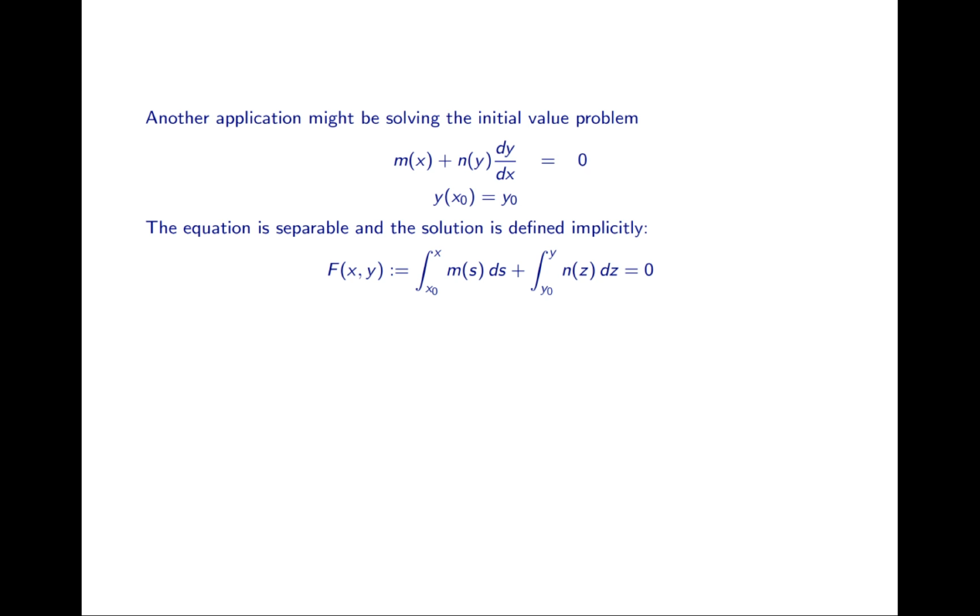In other words, every pair of x and y that satisfy this equation, f of x y equals 0, where f of x y is defined in this way, solves my initial value problem. But is there a unique function y of x that satisfies this implicitly defined relationship? In other words, something that passes through my initial condition and f of x comma y of x is 0.